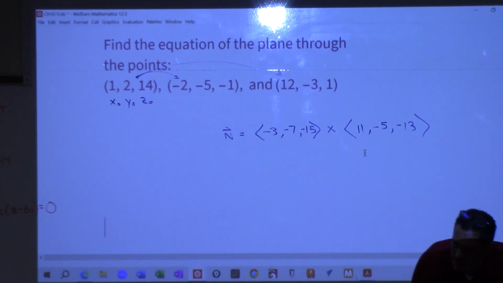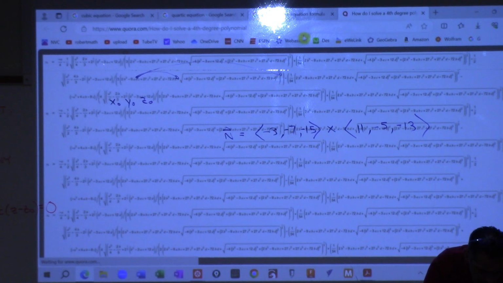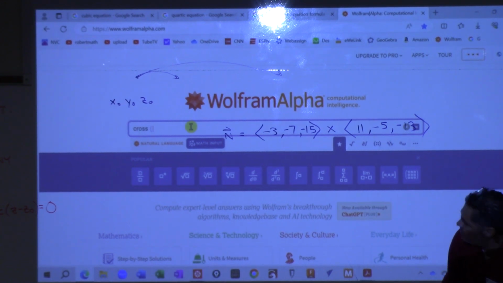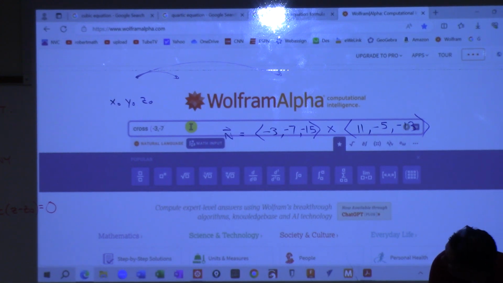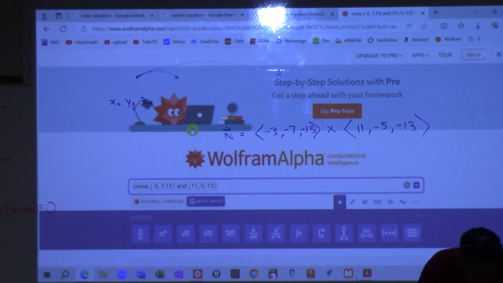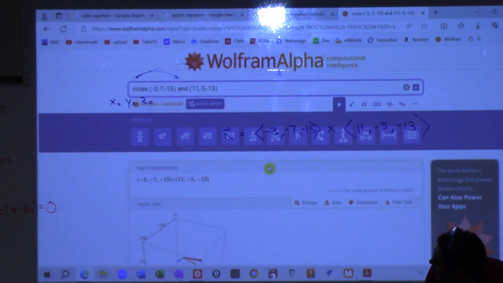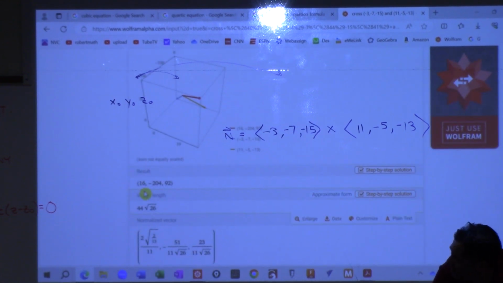Okay, so let me do a cross product using online software. So let's go to Wolfram. I'm going to have it do the cross of, I don't know how they want me to put vectors in here, but I'm sure it'll understand. -3, -7. I'm doing it on the calculator because given enough time, you could do it by hand. And then 11, -5, -13. I think we're going to get big numbers here. It's -15 or something. Oh, is it negative? Yeah, oh, I messed up. Negative. Let's see if it understood that.